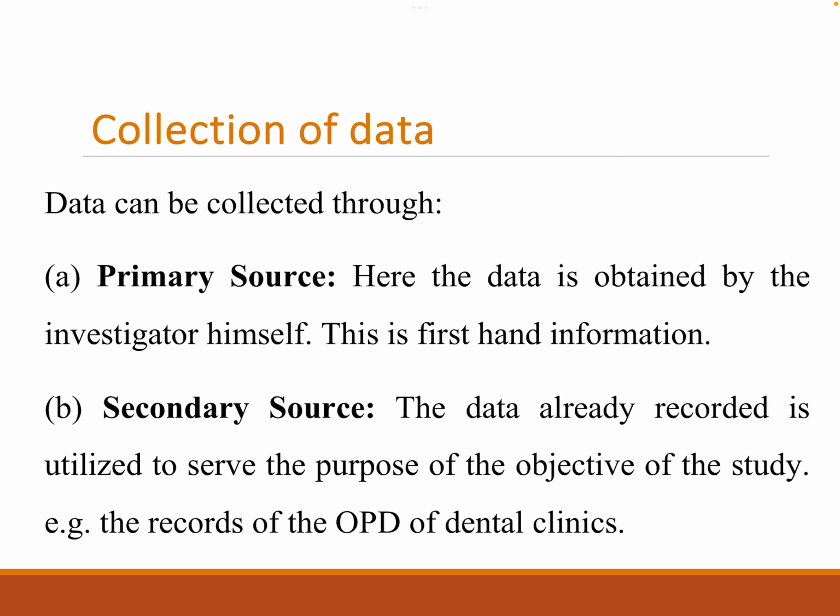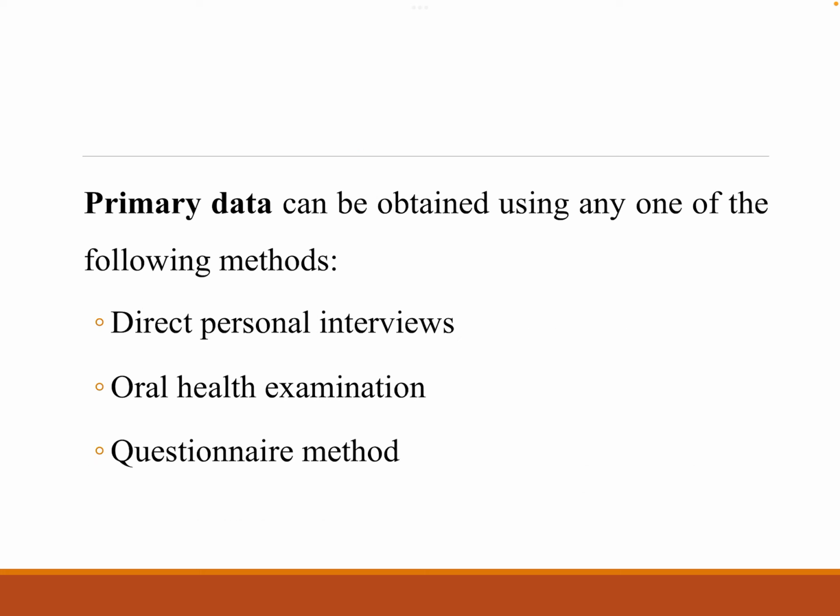Coming to collection of data, data can be mainly collected through two sources. Either it can be primary source or it can be secondary source. In primary source, this is the first-hand information. That is, the data is obtained by the investigator himself. But in secondary source, the data which is already recorded is utilized to serve the purpose of the objective of the study. For example, the records of the OPD of dental clinics.